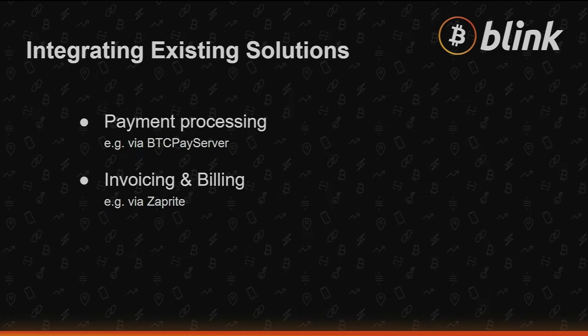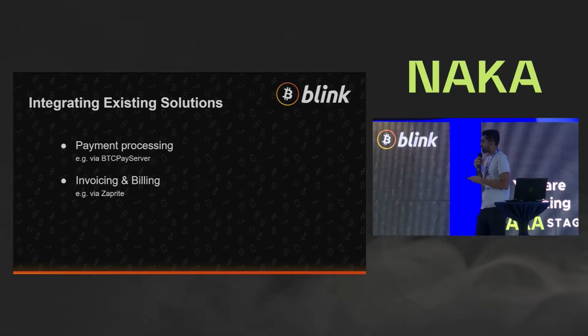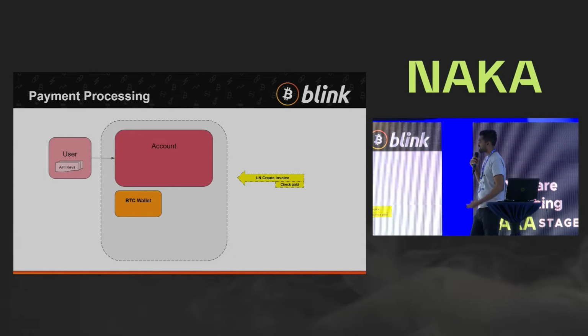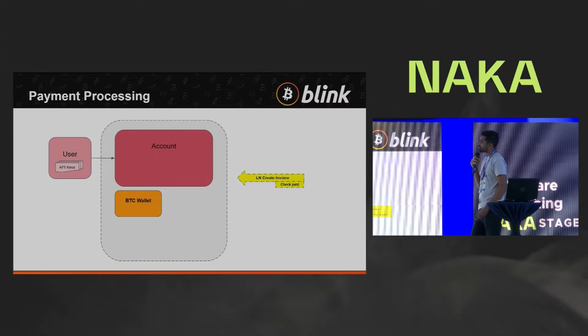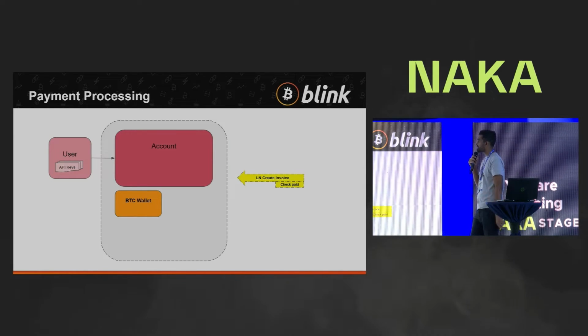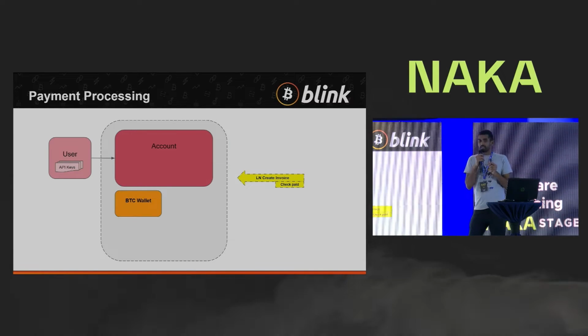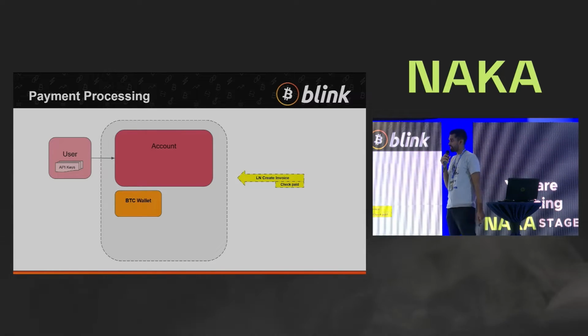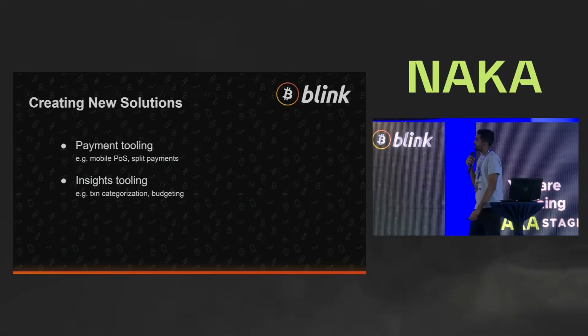Things like invoicing and billing, there's a company called Zaprite. I'm not sure if people are familiar with it, but they have a really nice suite of services as well. It's the kind of thing where you can just slot a Blink wallet in there and get access to all those sorts of features. So if you're using the API, it looks like this. All you need is the Lightning create invoice mutation. Again, BTC wallet, account. You can see it gets really lean. You don't need the entire thing. You can just focus on a few mutations and unlock some of this functionality.